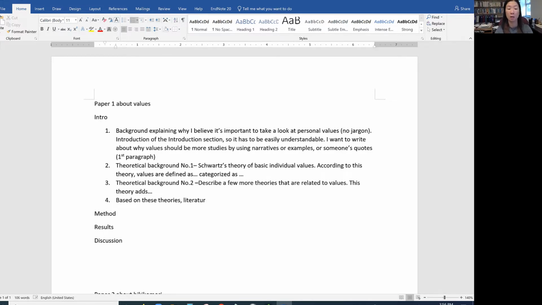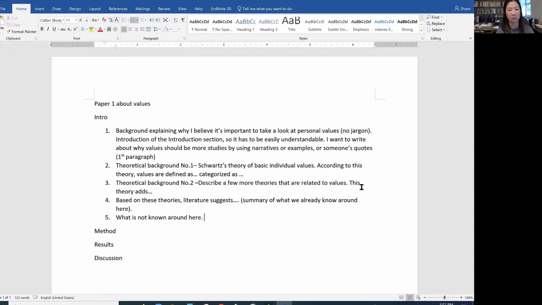Literature. I mean, there is a lot of literature already. Studies have been conducted, so the literature suggests. I want to explain a summary of what we already know around here, and then I always like raising the questions: what is not known around here? You know, I can just say, no question arises then. What if?